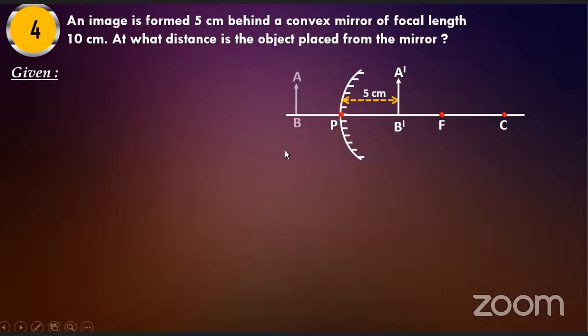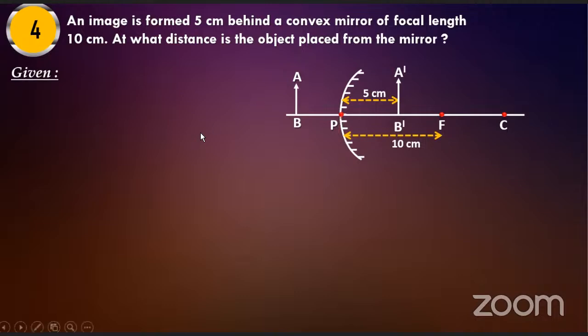Now focal length is also given. Focal length is 10 centimeters. Is it positive or negative? Positive. Why? Because it is along the positive x-axis. Now the object distance is negative here.